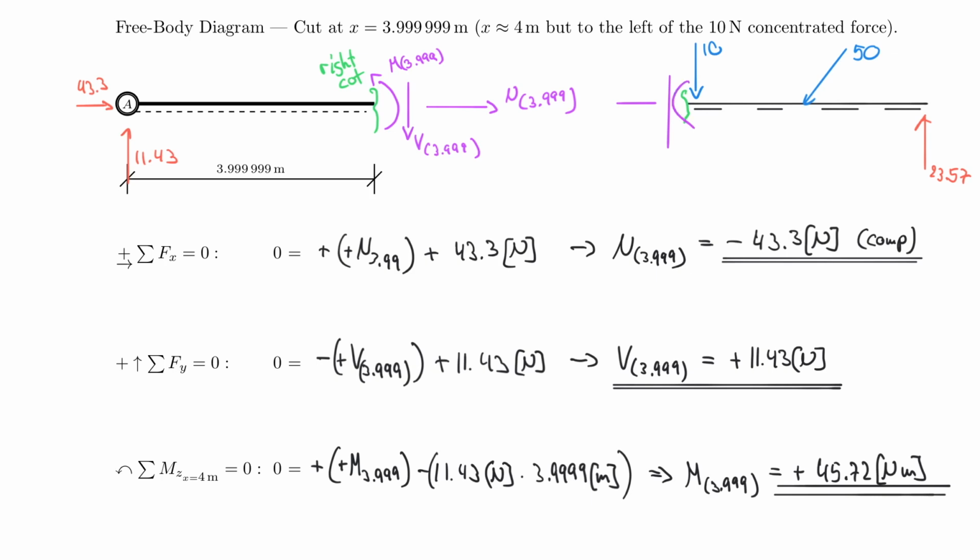Of course, they would point in other directions now. So for example, the shear force would go in this direction, moment would go in this direction, and the normal force would go in that direction. But this would be equivalent.